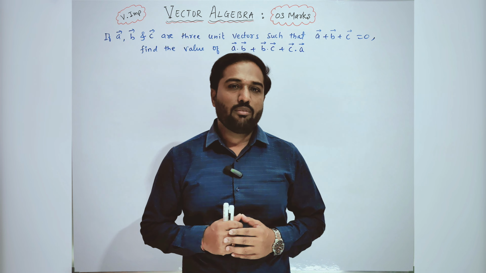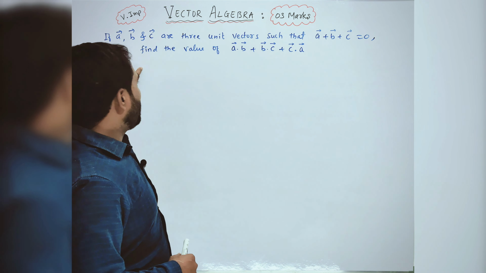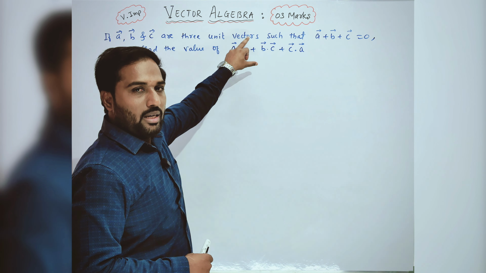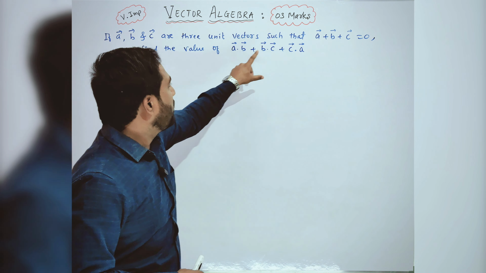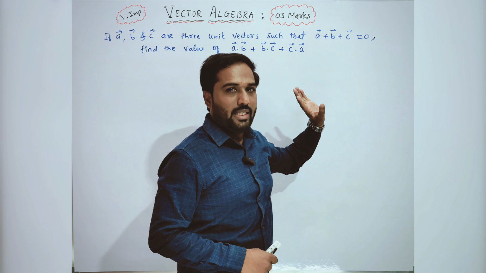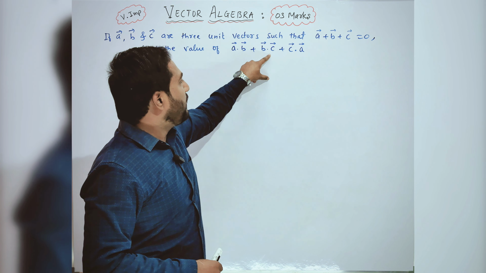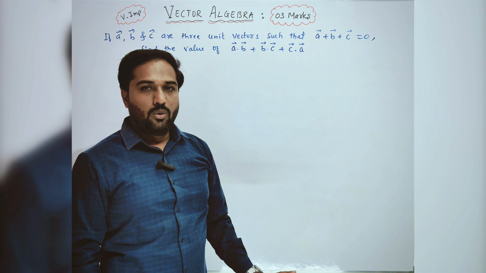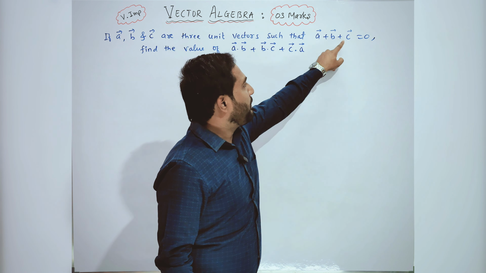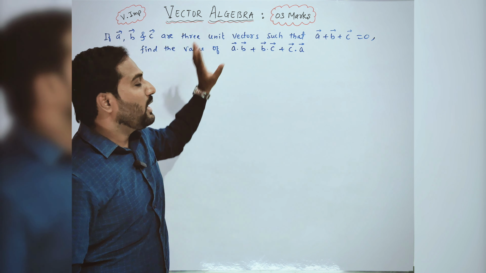Let us see one of the important examples on vector algebra. The question is, if vectors A, B and C are 3 unit vectors such that vector A plus B plus C is equal to 0, find the value of A dot B plus B dot C plus C dot A. This is what we need to find, and he has given 2 quantities. One is A plus B plus C equals 0, and A, B, C are 3 unit vectors.